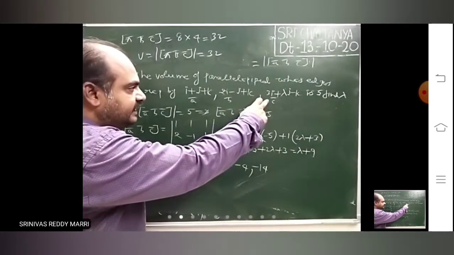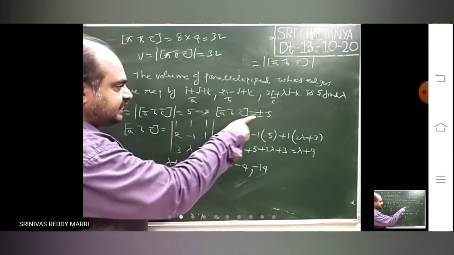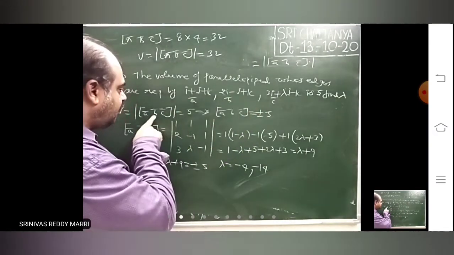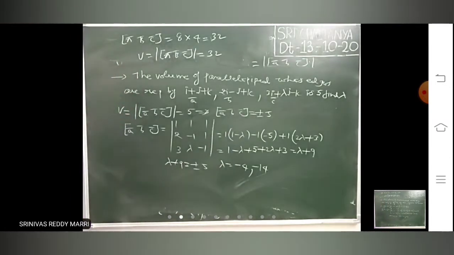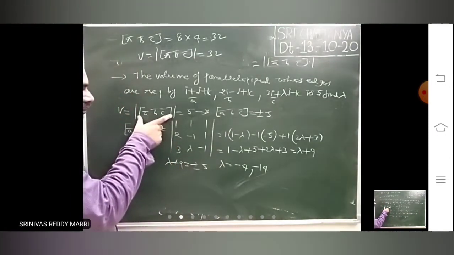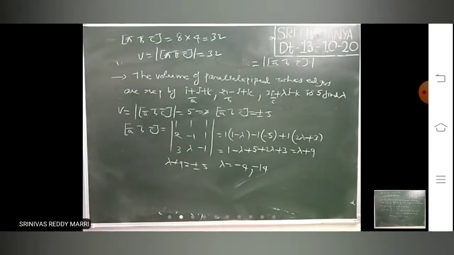Like that, volume will be given to you. Right? Don't write only 5. The mistake you will make is writing only 5. Modulus is 5, therefore this is plus or minus 5. Like that. By mistake, in the problem, we will always write box ABC equal to 5. Modulus of box ABC can be 5.